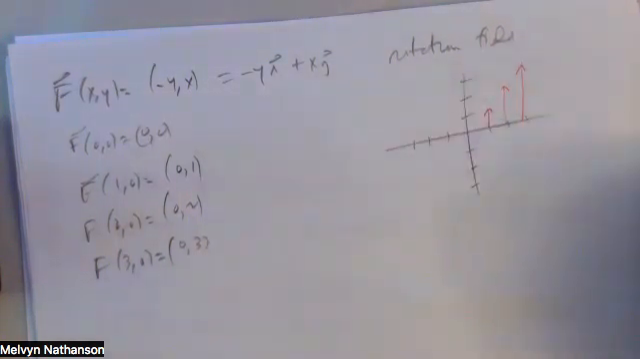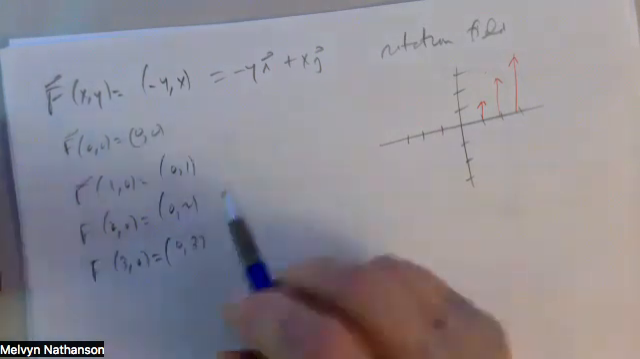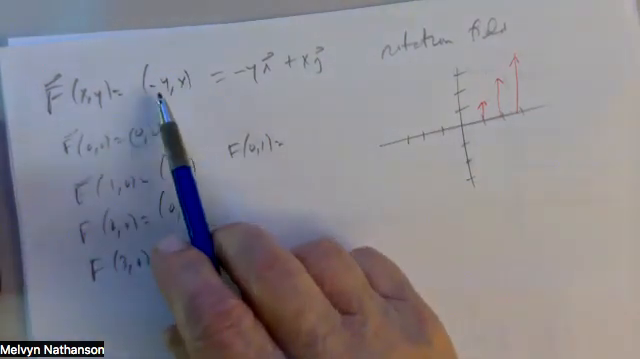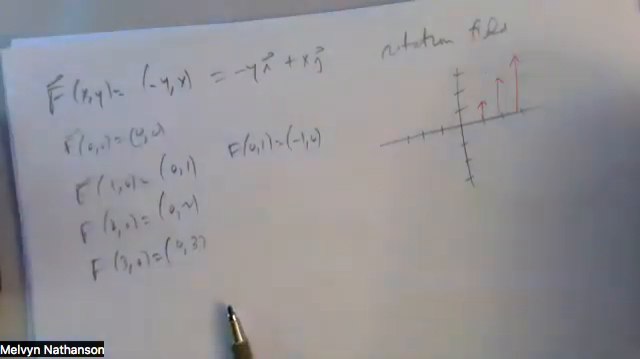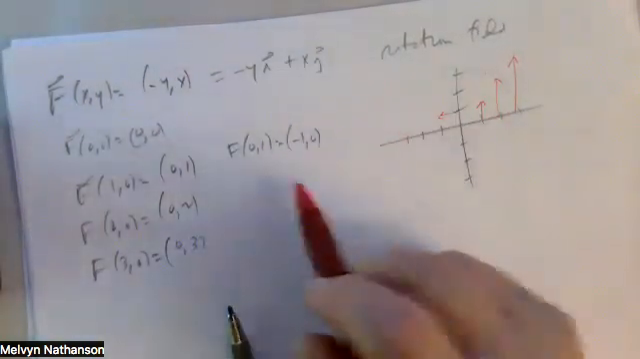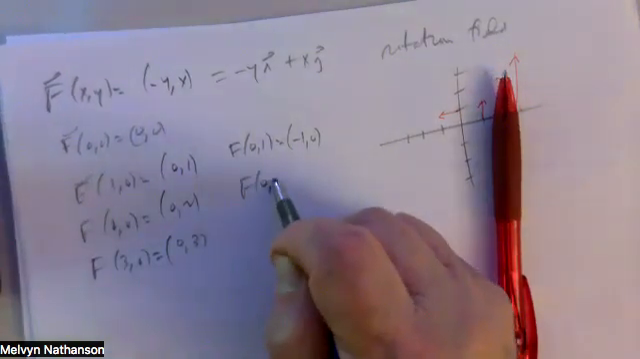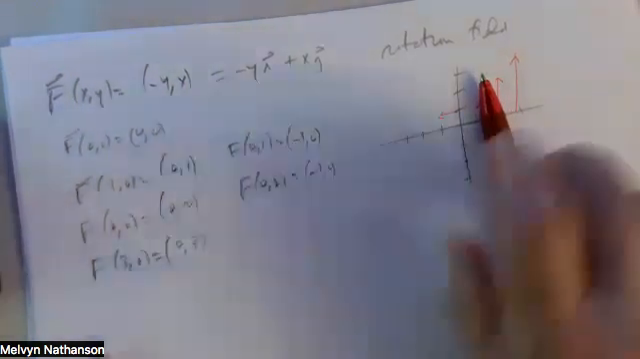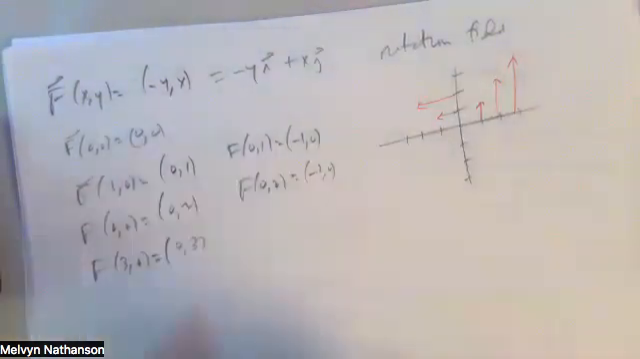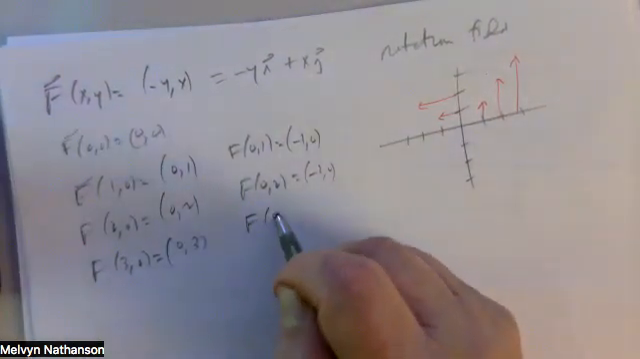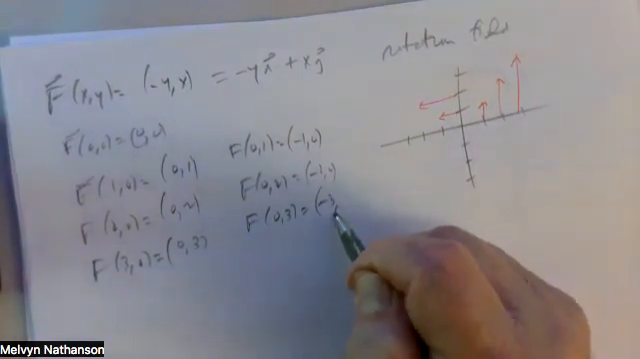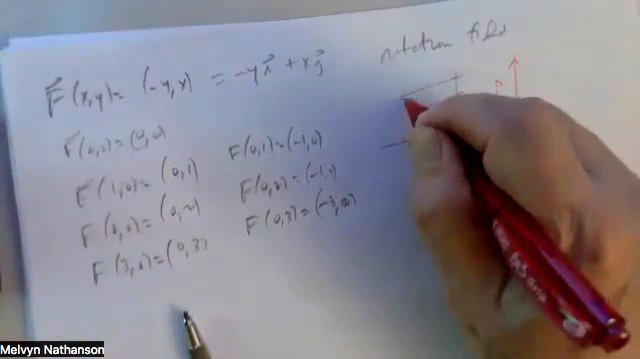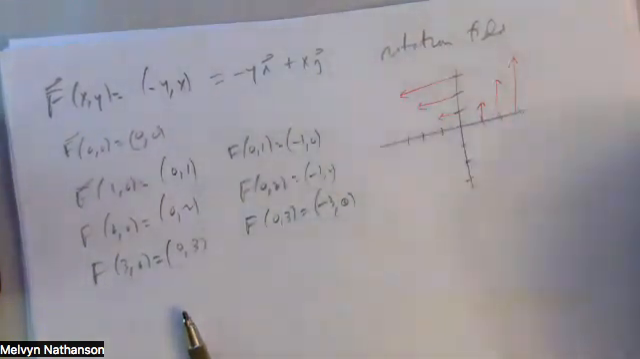What about over here? What about the y-axis, the positive y-axis? f of 0, 1: let's see, x is 0, y is 1, this is minus 1, 0. So it's this. f of 0, 2: y is 2, x is 0, so minus 2, 0. f of 0, 3 is minus 3, 0. Just like that.